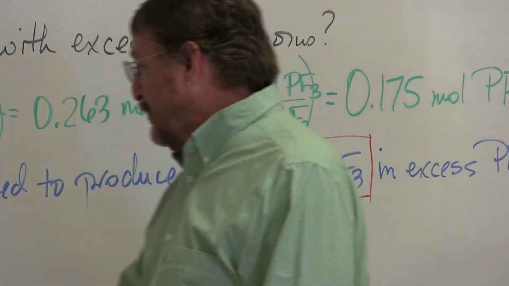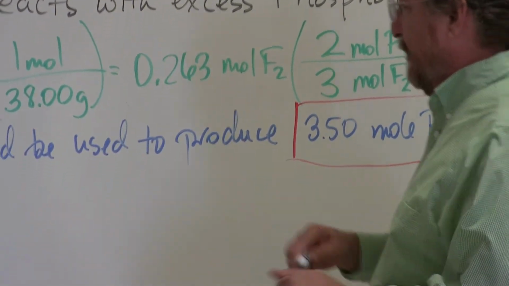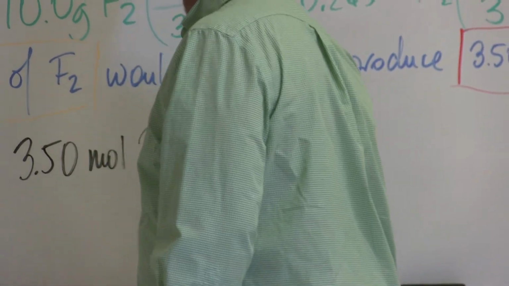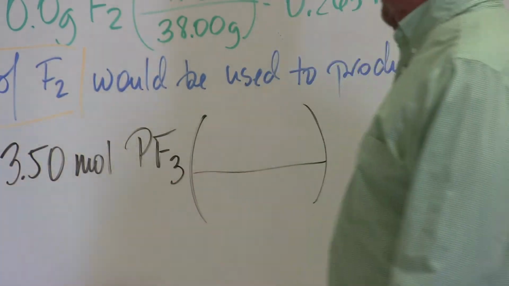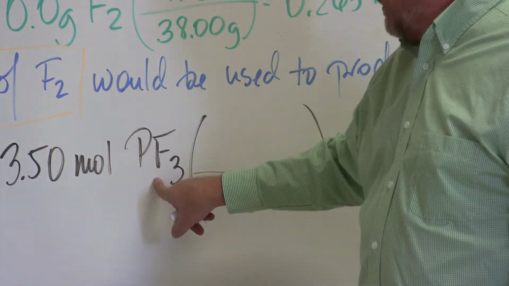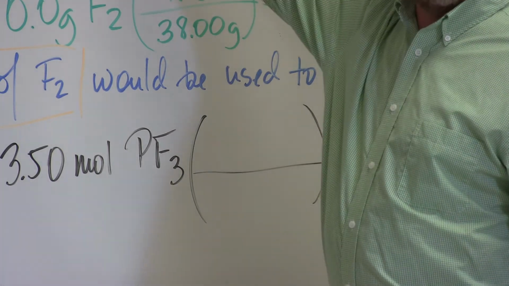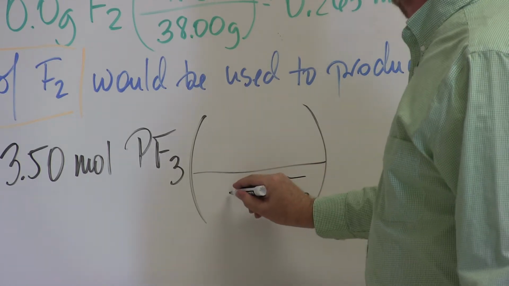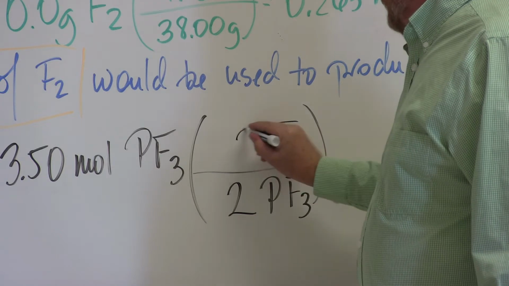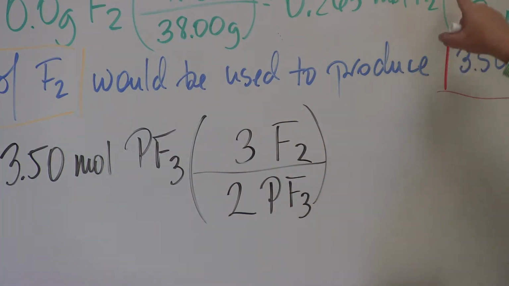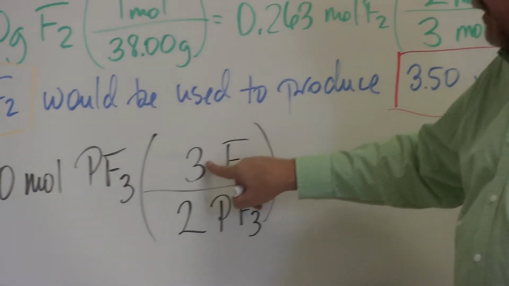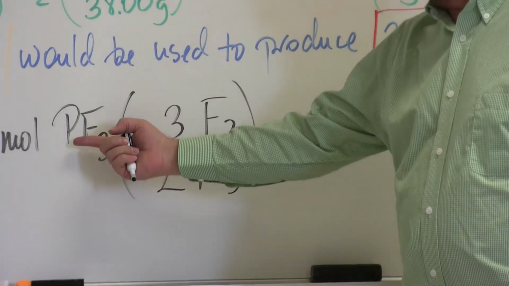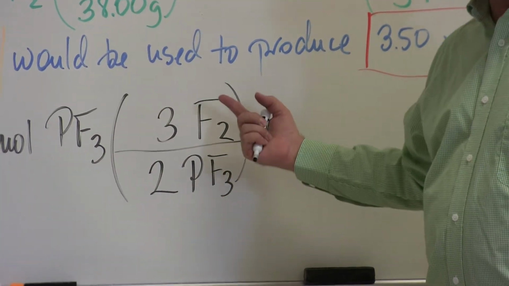Okay, so let's do our calculation here. We've got 3.50 moles of PF3. I'm trying to find fluorine. I have PF3. I'm going to go to my balanced reaction. The relationship is 2 to 3. PF3 on the bottom, and PF3 has a 2, F2 on top, it has a 3. Notice, last time the ratio was 2/3, now the ratio is 3/2. There's no rule that one thing goes on the bottom versus the other than what you have goes to the bottom, what you want on top.